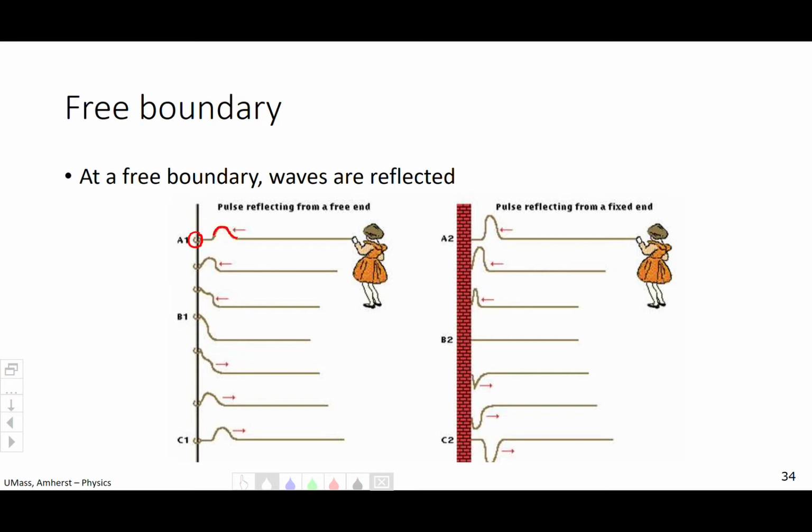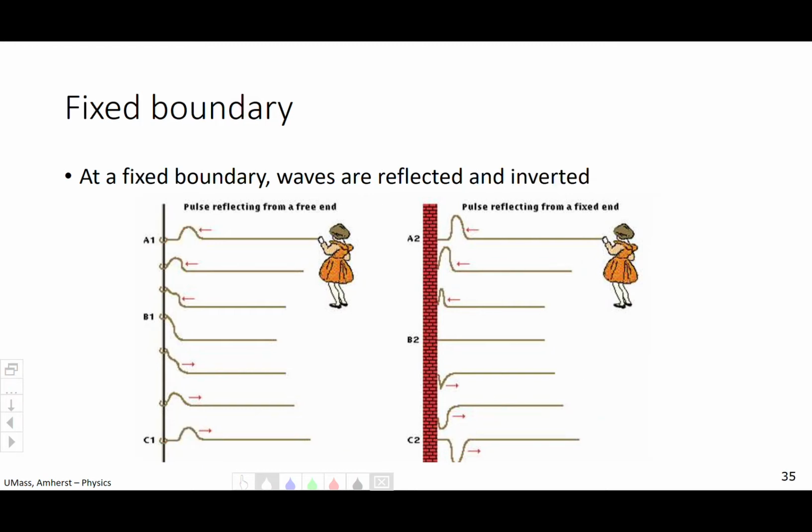We send it, it has some positive amplitude, and it comes back with a positive amplitude. First we're moving towards the pole, and then we're moving away from the pole, but it's still positive. So at a fixed boundary, which would be this wall over here, waves are reflected and inverted. We have some positive amplitude traveling towards the wall. It hits the wall. We have a momentary flat line. And then we end up with an inverted wave. So we go from a positive amplitude to a negative amplitude, moving in the other direction.